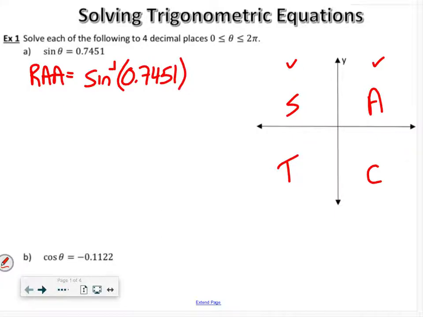Now this is so important, you need to be in radians. Be in radians on your calculator. I told you that the other day. You need to know how to put your calculator into radians.